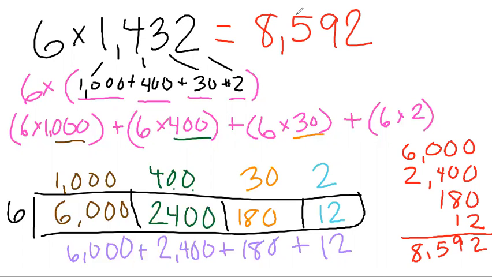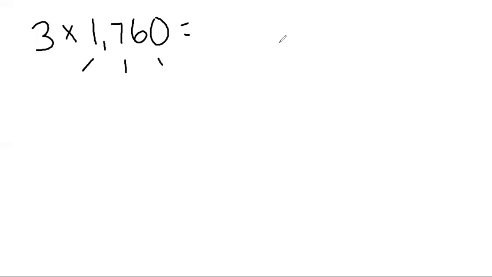You guys like to do one more together. Go ahead and get a scratch piece of paper, a new paper, and we'll work on a new problem. What if I have 3 times 1,760? Go ahead and break this number into expanded form. So your thousands plus your hundreds plus your tens plus your ones. Write those numbers in.